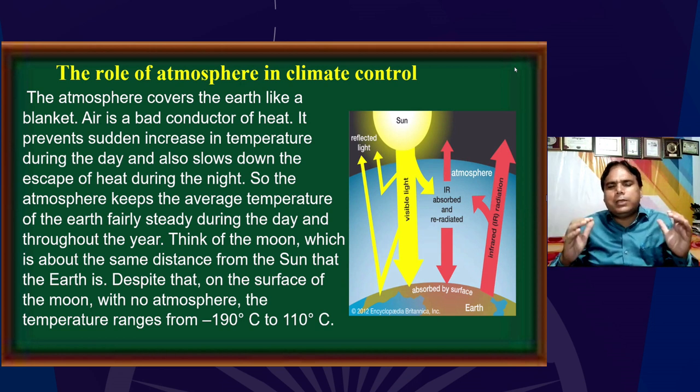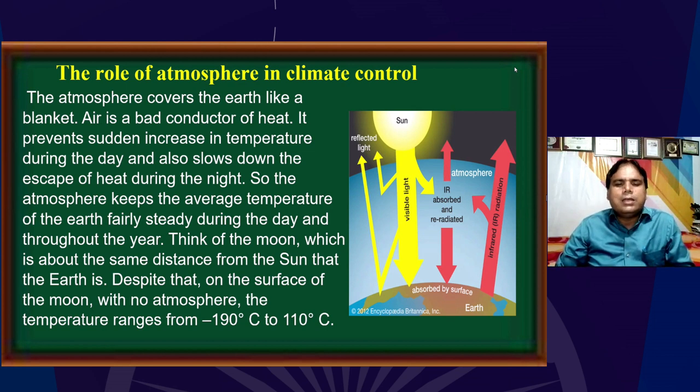So we can say that the atmosphere keeps the average temperature of the earth fairly steady during the day and throughout the year, due to the various gases found in our atmosphere. You have also heard about some gases like carbon dioxide, methane, chlorofluorocarbon. These are special gases known as greenhouse gases, and you have heard a lot about them in the present time, because these gases are responsible for the warming of the earth, and you have heard about a phenomenon known as global warming. So now, my students, you will be quite clear that the mixture of gases results in the average temperature, or warming, of the earth.